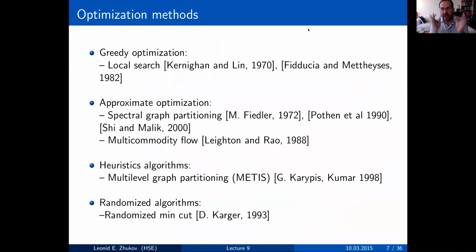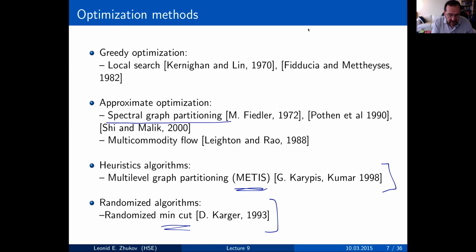So as I mentioned, there are metrics and there are optimization methods. A bunch of optimization methods have been proposed to optimize those metrics. There are greedy optimization or local search algorithms. If you've ever done graph theory, you probably heard about the famous Kernighan-Lin local permutation algorithm and the Fiduccia-Mattheyses. There are very powerful heuristic methods called multilevel graph partitioning. If you want to partition large graphs in practice, this is a software package that I would strongly recommend. It's still one of the best out there. There are very cool randomized algorithms for finding min cut of the graph, and there are approximation algorithms.